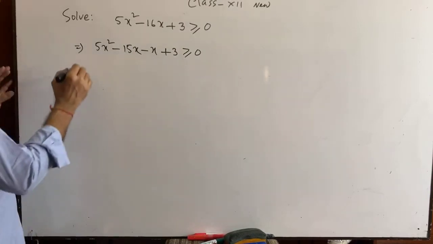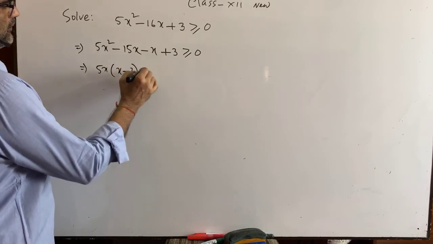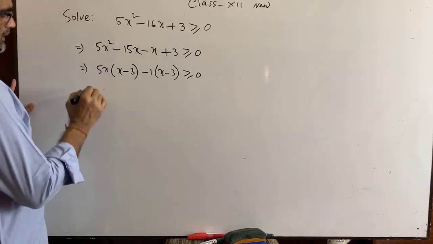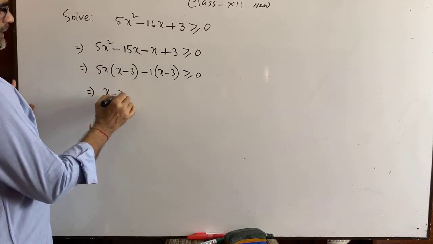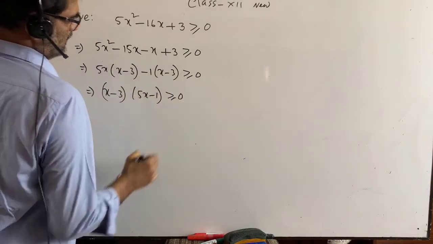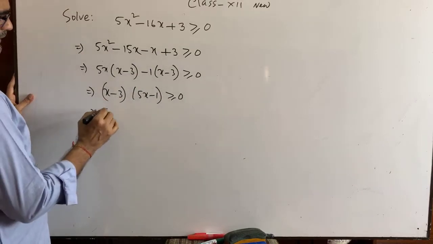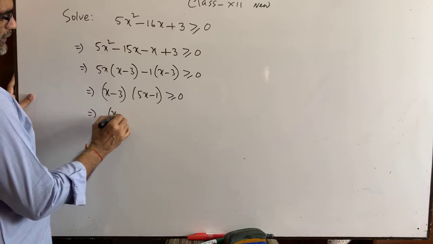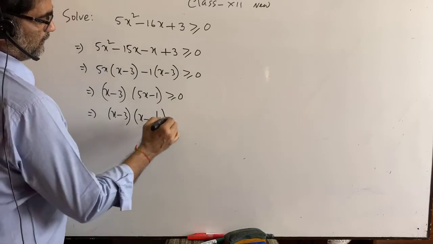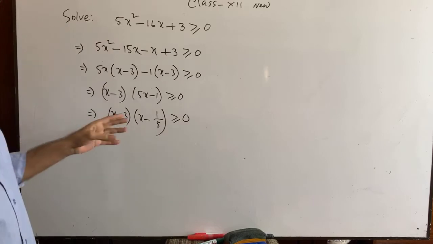That means we are getting 5x(x minus 3) minus 1(x minus 3) greater than or equal to 0. That means (x minus 3)(5x minus 1). Now you divide by 5. That means we will get (x minus 3)(x minus 1/5) greater than or equal to 0. I have taken 5 common here.